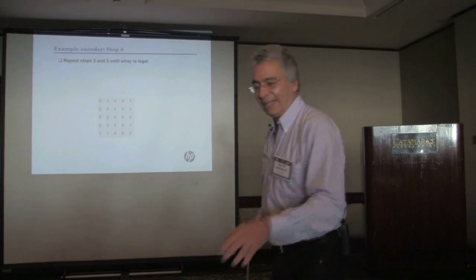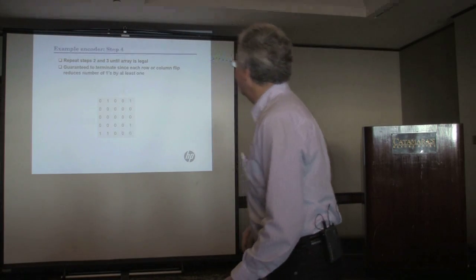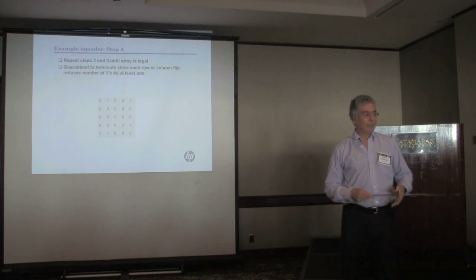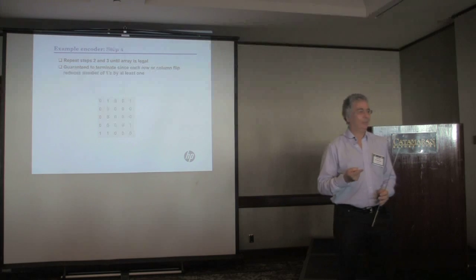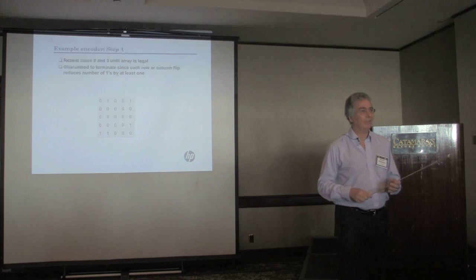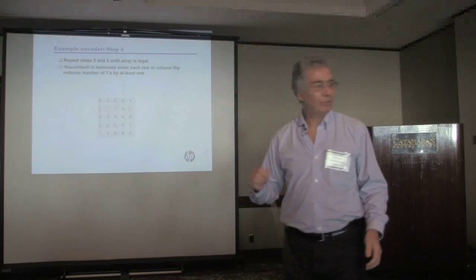You have to repeat these steps, and you are guaranteed to terminate. Why? Because in each step, you reduce the number of ones by at least 1. So in the end, you won't have too many ones, so you are guaranteed to satisfy the constraints.